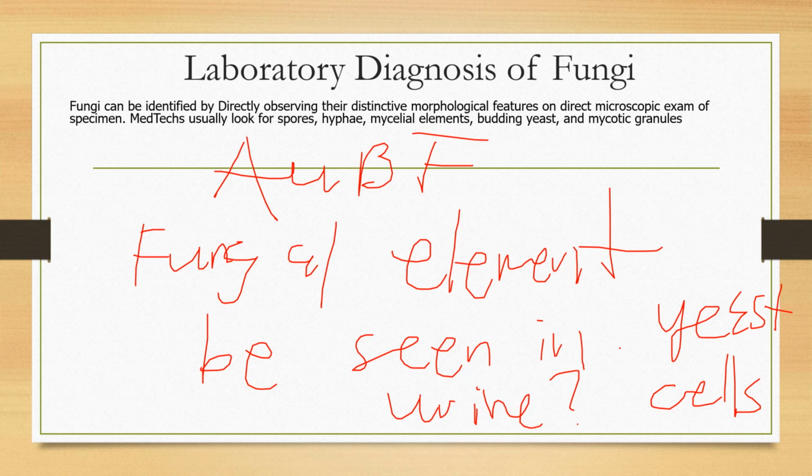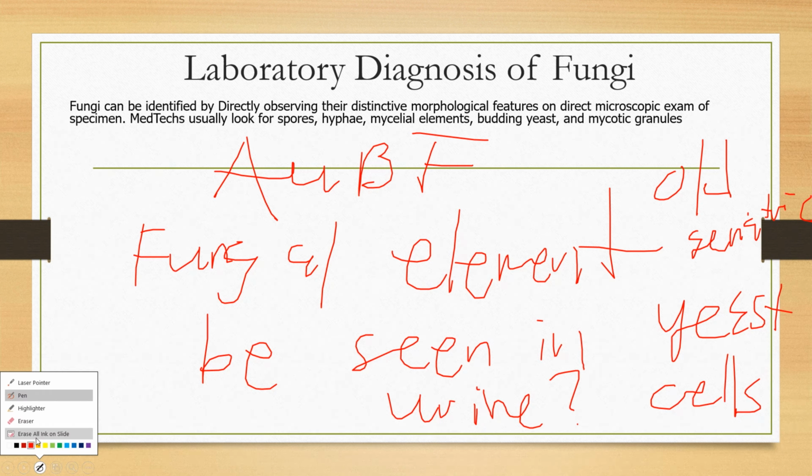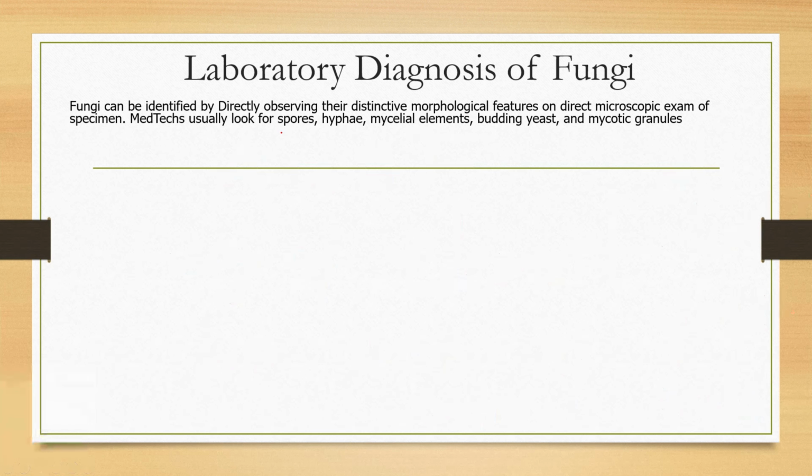Most of the time, if a patient has a urinary tract infection class and it is very severe, or even in old or geriatric patients, there's a high possibility for you to find yeast cells. So as medtechs, we would look for these spores, hyphae, yeast cells, etc.